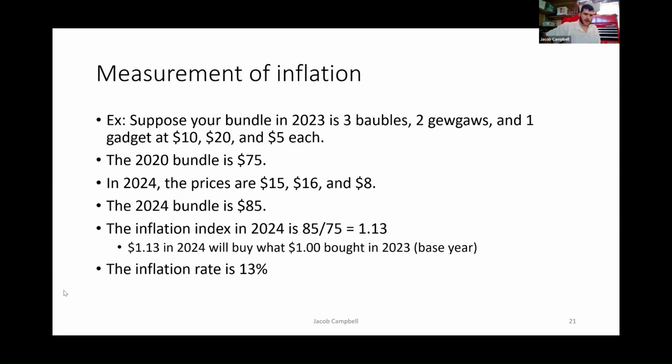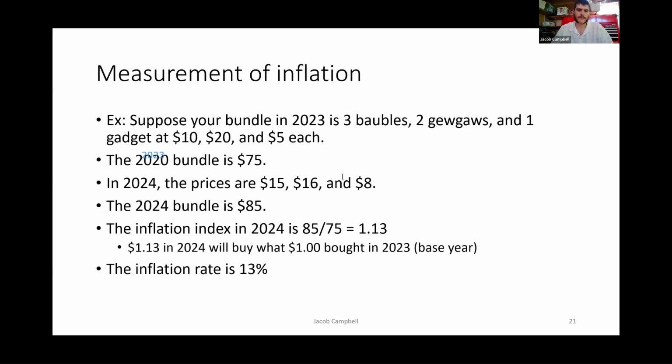Now, an example of this being calculated. Suppose your bundle in 2023 is 3 baubles, 2 gewgaws, and 1 gadget at $10, $20, and $5 each. And so in 2023, the bundle will be $75.